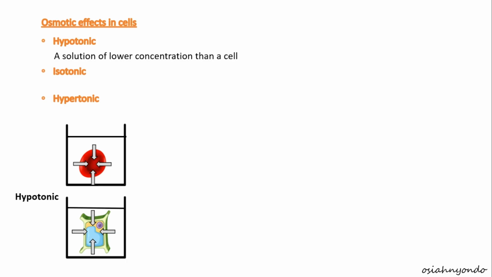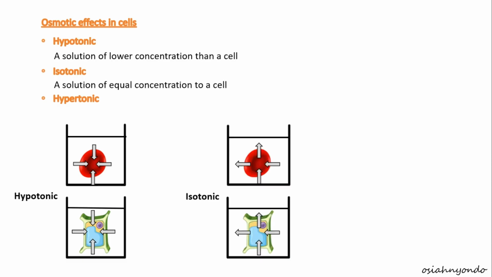Isotonic solution. An isotonic solution is just a solution of equal concentration to a cell. What this simply means is there is an equal amount of water molecules in a cell and the solution. So water can freely diffuse in and out of the cell.